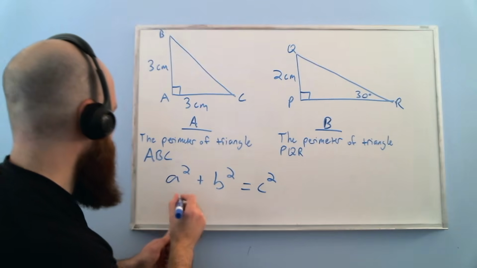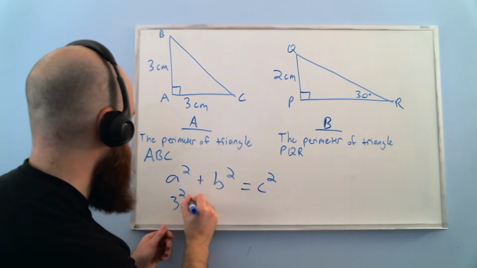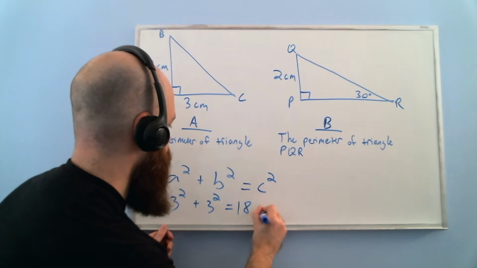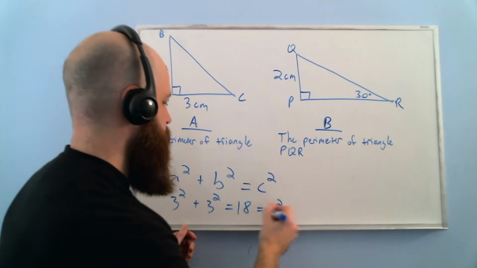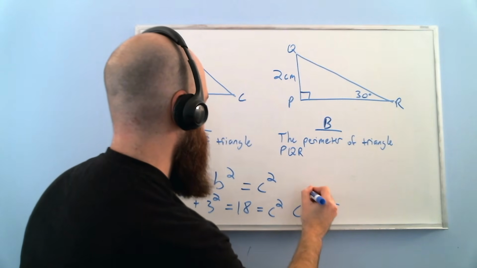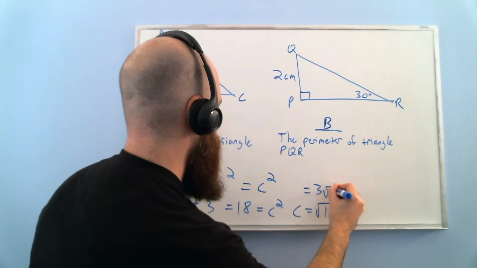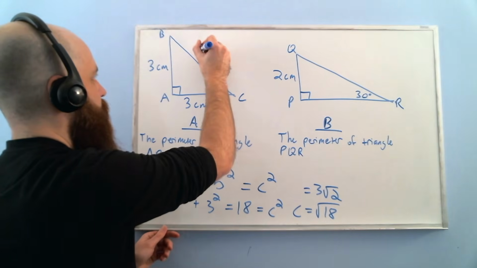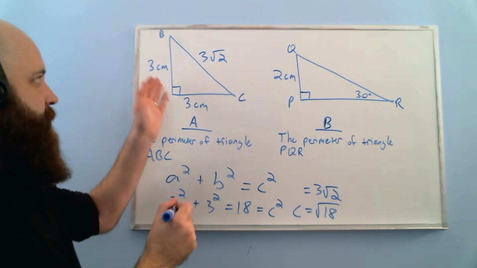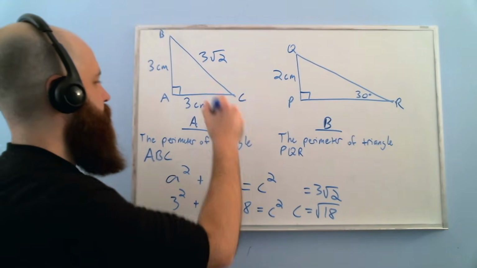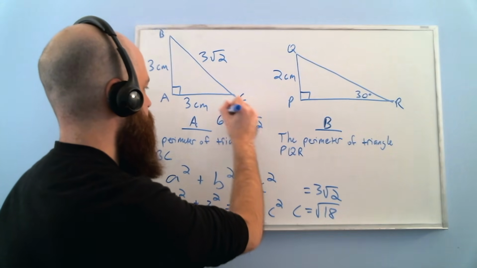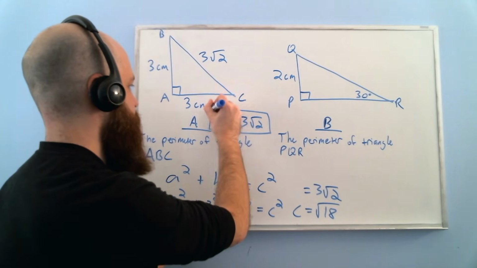Okay, so in this case, I'm told the 2 legs, each of those is 3. So that gives me 18 for c squared. C is equal to the square root of 18. Root 18 is equal to 3 root 2. Okay, so I found the hypotenuse. I can now find the perimeter. I combine the like terms, adding up all the sides. I get 6 plus 3 root 2. So there's the perimeter of triangle ABC.